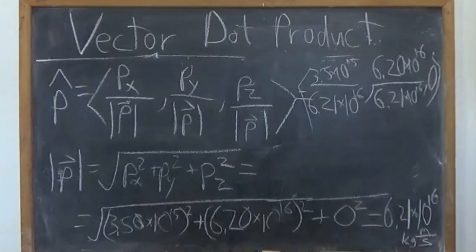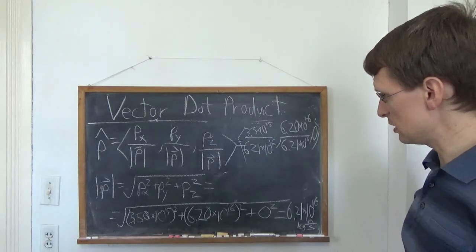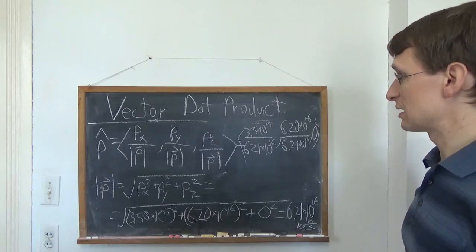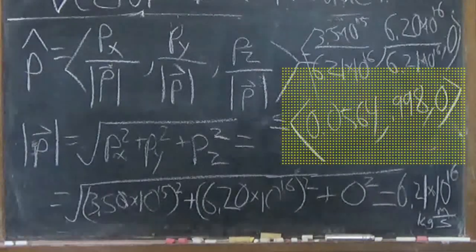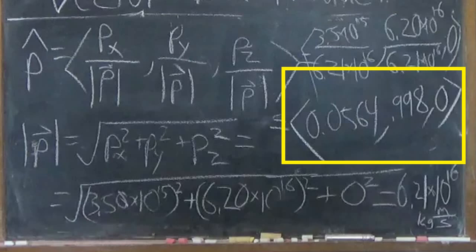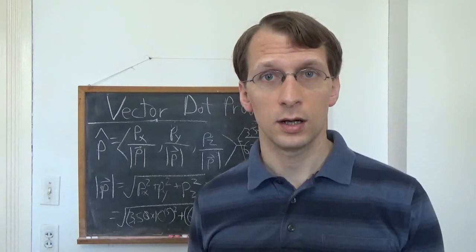So putting those numbers in, we end up getting 6.21 times 10 to the 16th kilogram meters per second as the magnitude of the momentum. So each component of the momentum then needs divided by that number. So we get 3.5 times 10 to the 15th over 6.21 times 10 to the 16th and 6.20 times 10 to the 16th over 6.21 times 10 to the 16th. So our answer for what p hat is 0.0564, 0.9980.